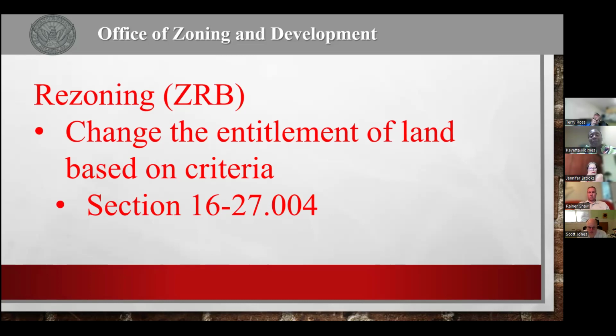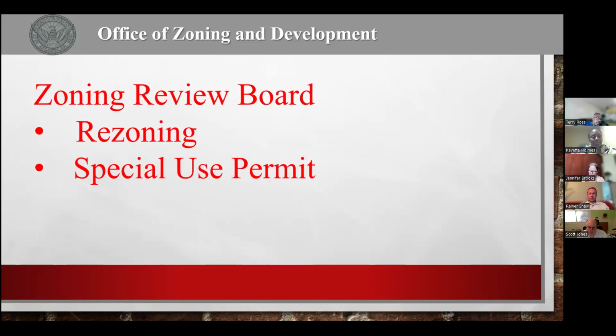An application that is submitted to the Office of Zoning and Development cannot be rejected, meaning the applicant, whether we like the application or not, is entitled to submit the application and it goes through the legislative process. They are aware that the application can either be approved or denied. The Zoning Review Board hears two types of applications. They hear rezoning applications and they hear special use permit applications only.